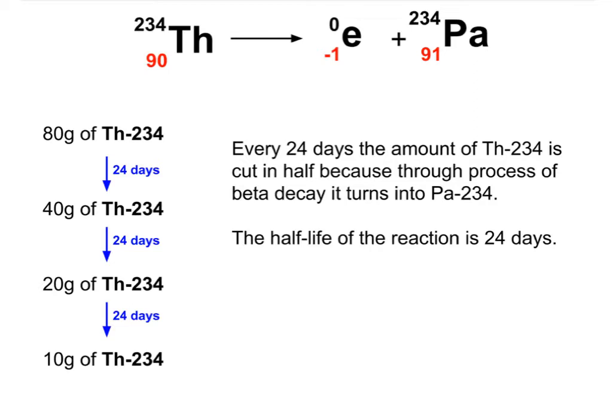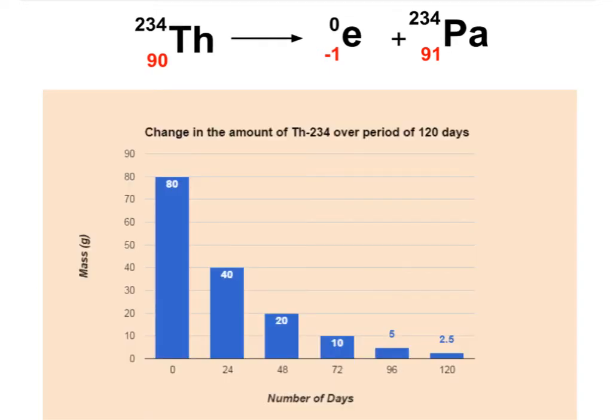And here is the symbol of half-life. T subscript 1/2 equals, in this case, 24 days. Here is a graphical representation of the same idea. The initial amount of thorium is decreasing. Every 24 days there is half of the initial sample that we have, and we see that the amount of thorium is decreasing. But this graph is a little bit misleading.